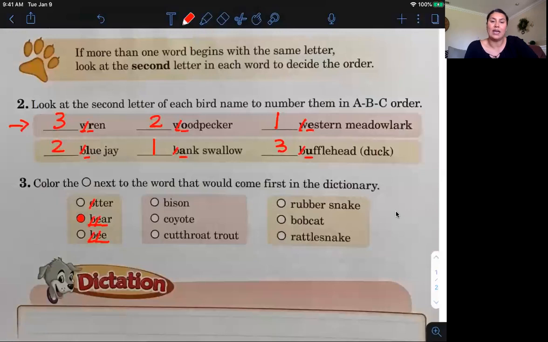Bison, coyote, cutthroat trout. Wow. Well, there's two letter C's, but B comes before C, so they made it pretty easy for us. Bison would be the one. And the last one, rubber boa, bobcat, rattlesnake. Two start with an R, but the letter B is way at the beginning of our alphabet line. There we go, bobcat. Good job, friends.